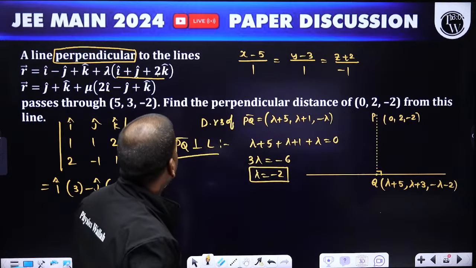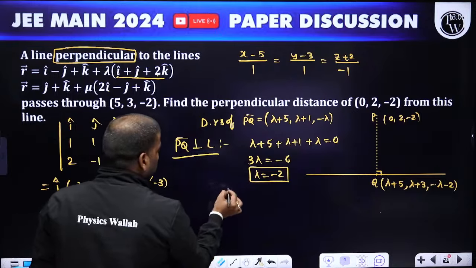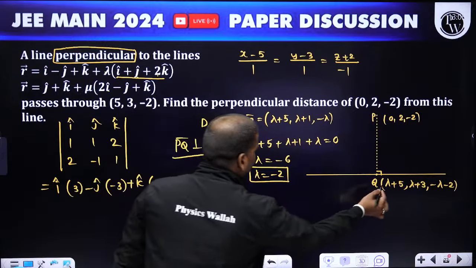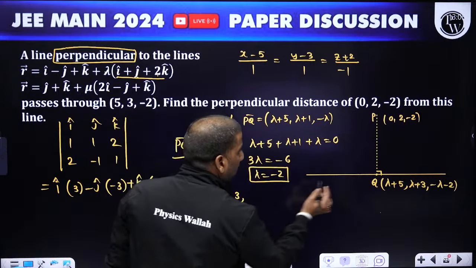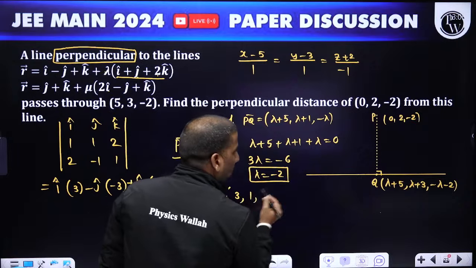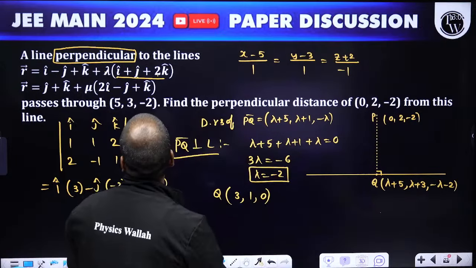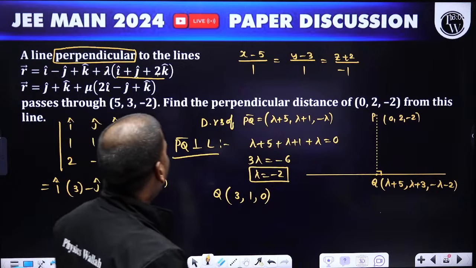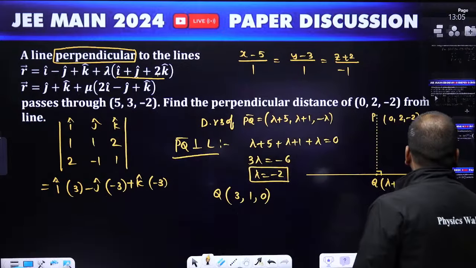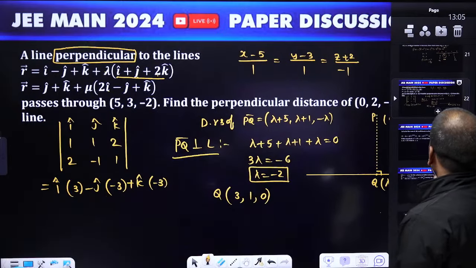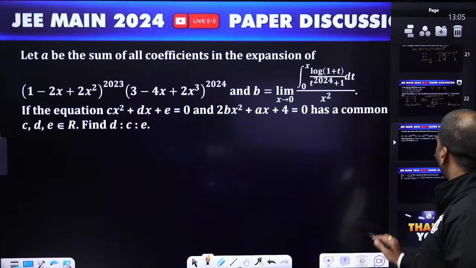So when lambda is equal to minus 2, substitute minus 2 there. Minus 2 plus 5, 3. Minus 2 plus 3 plus 1. Minus 2 of minus 2, that became 0. So 3, 1, 0 will become our foot of the perpendicular. Okay, so that's all. So this is one more question.